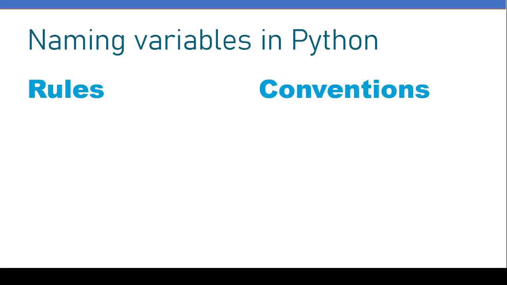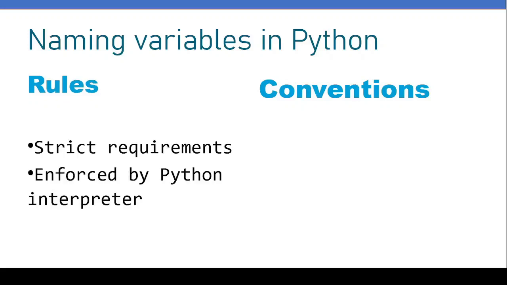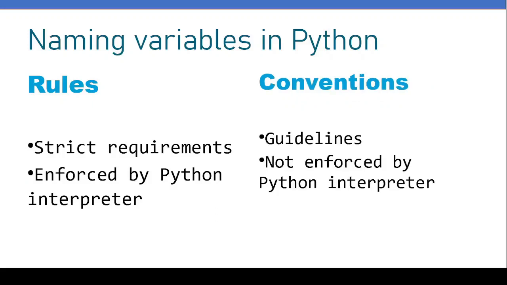What is the difference between the rules and the conventions? Rules are strict requirements imposed by the Python language itself, enforced by the Python interpreter and may generate syntax errors if not followed. Conventions, on the other hand, are guidelines followed by Python developers to enhance code readability and maintainability. While not enforced by the Python interpreter, these conventions are widely adopted within the Python community for consistency and clarity.